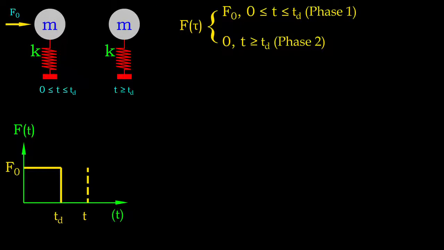Let's say the constant load F0 is applied only for a limited duration of time, namely from 0 to loading time Td. To analyze this case, we need to divide it into two phases. The first phase is for the time frame of 0 to Td, and the second phase is for any time beyond the time Td. F0 is applied in the first phase and no load is applied for the second.